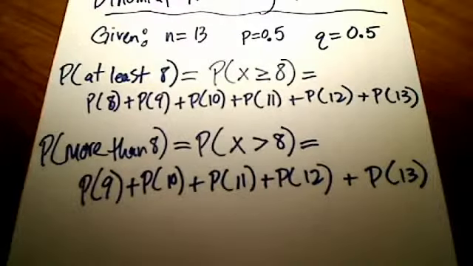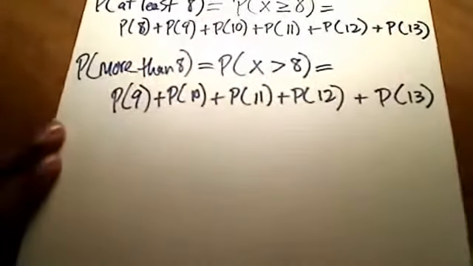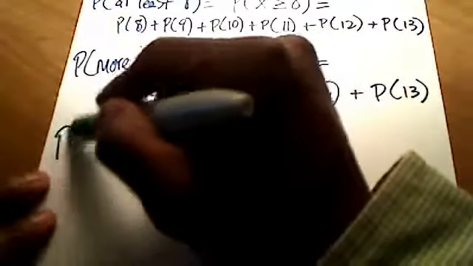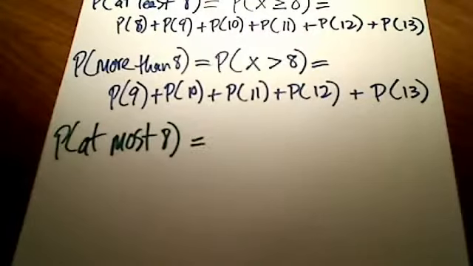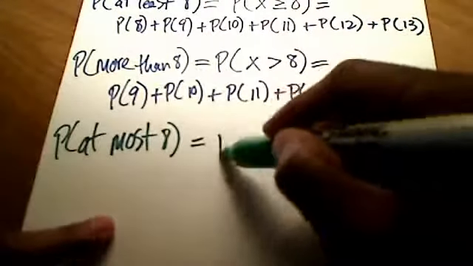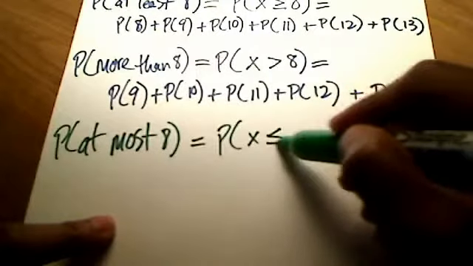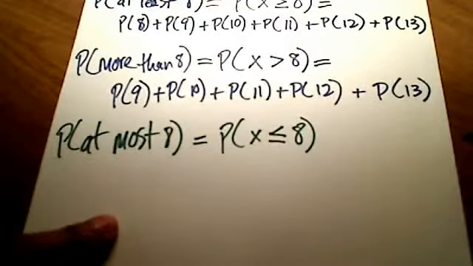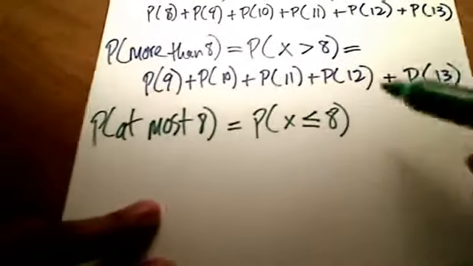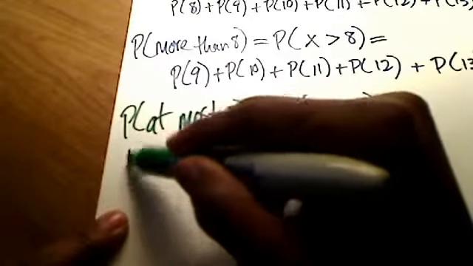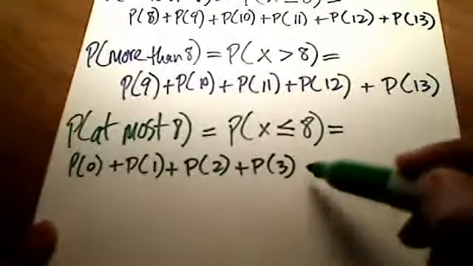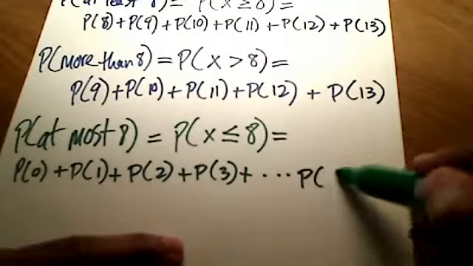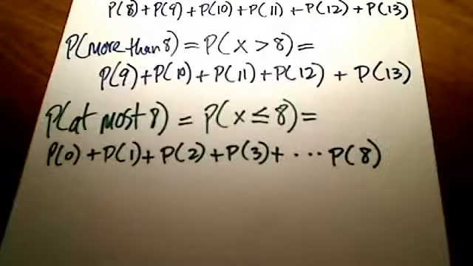Okay, there are other phrases here. How about this one? At most 8. What does that mean? Well, at most 8 also includes 8, but it's now below 8. So at most 8 means x is less than or equal to 8. So it's all the values between 0 and 8 summed up together. So at most 8 means the probability of 0 plus the probability of 1 plus the probability of 2 plus the probability of 3. You get the idea, all the way up to and including the probability of 8. So I could sum all of those values up, looking them up on my table.